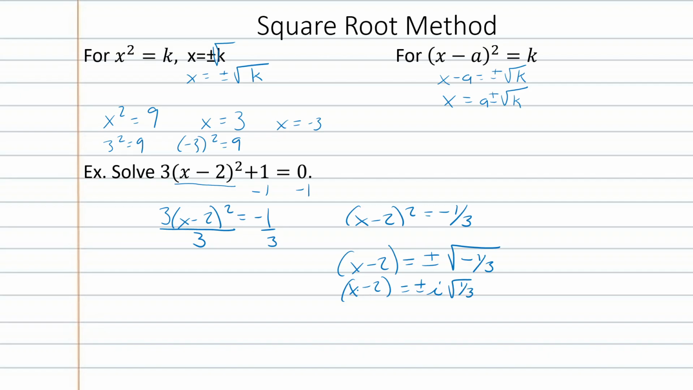All right? And these parentheses are over here on the left-hand side still, but they don't really hold much here. So I can add 2 over to the right-hand side to just solve for x. So that x equals 2 plus or minus i square root 1/3. Fair enough. Easy enough, right? Now this is 2 solutions here. This is the solution 2 plus i square root 1/3, and this is 2 minus i square root 1/3. Right? Easy enough.